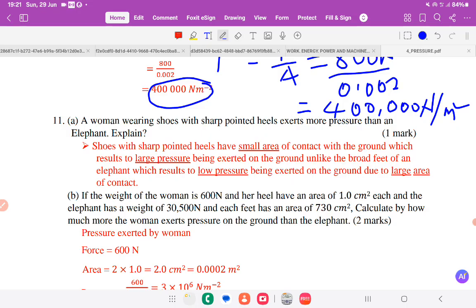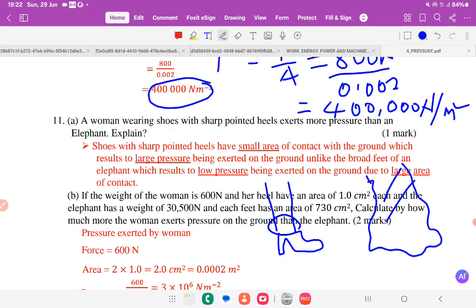If you compare the foot of a woman wearing a sharp pointed shoe, let's say this is the shoe, we have a woman wearing it. We are talking about this sharp pointed shoe, and think about the foot of an elephant, something like that. You compare this area in contact with the ground, and this area, which is also in contact with the ground.